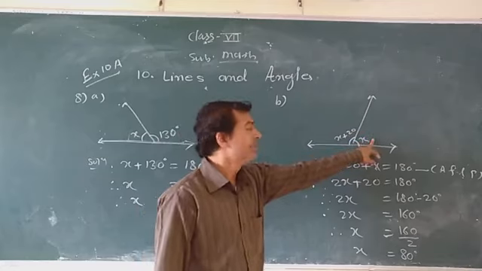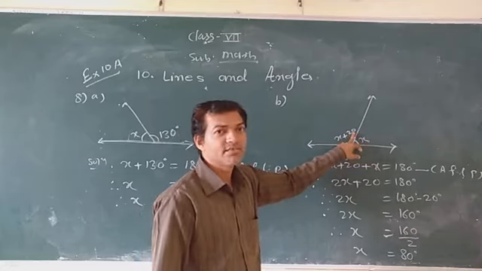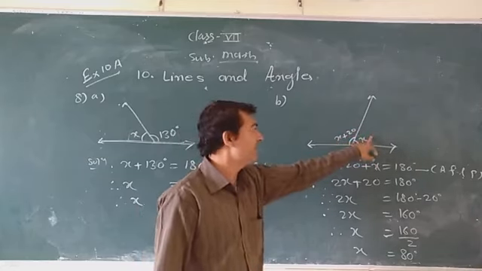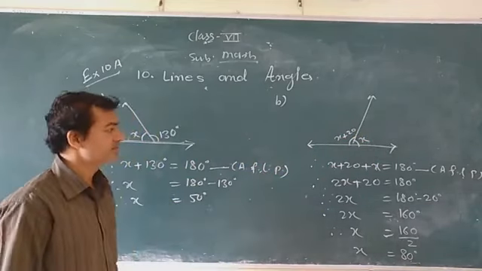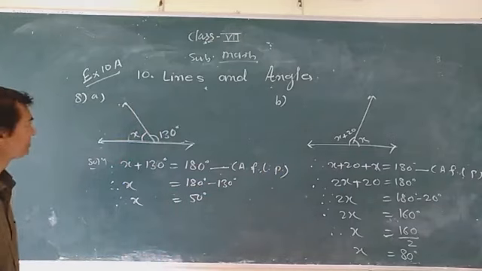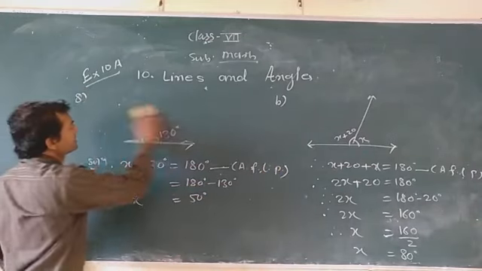This is 80 and this is 80 plus 20, means 100. ये 100 है और ये 80 है. 100 plus 80, 180 हो गया. Okay? Right. Now next.